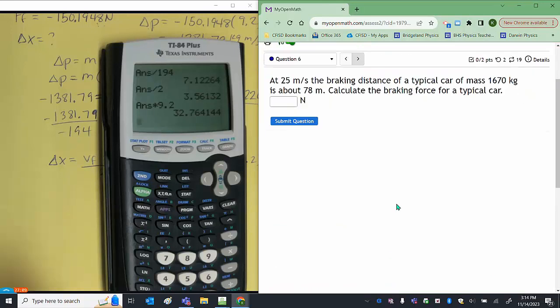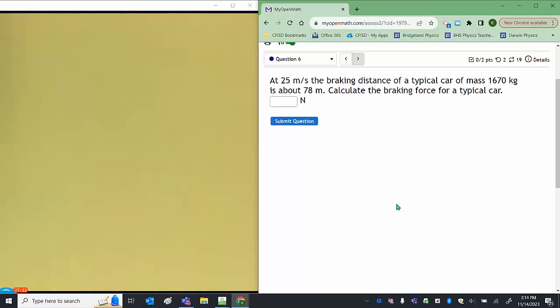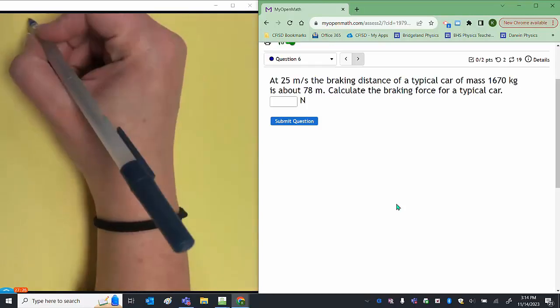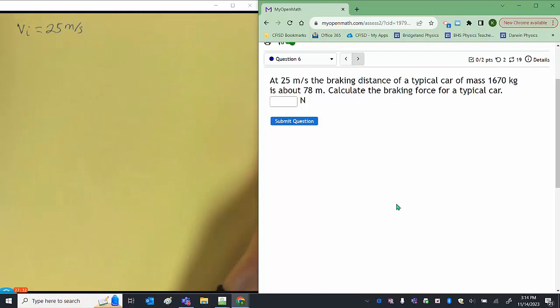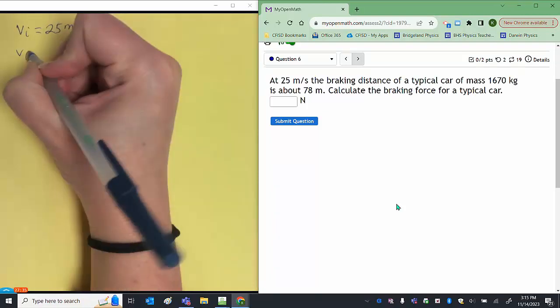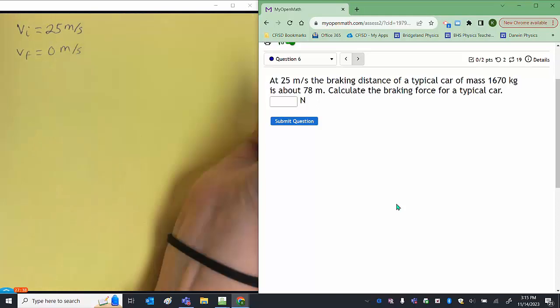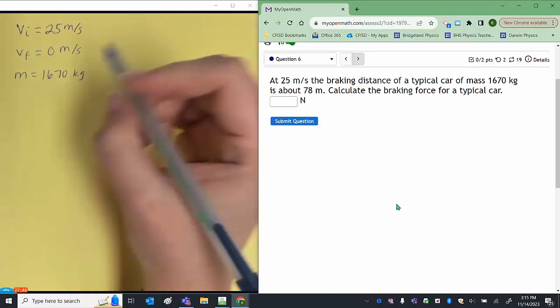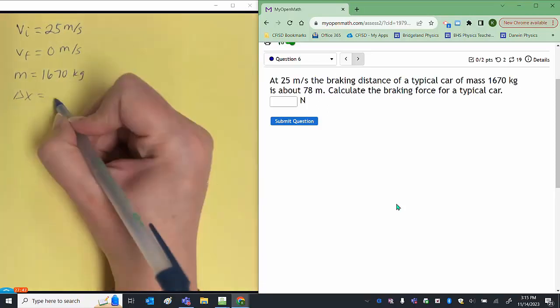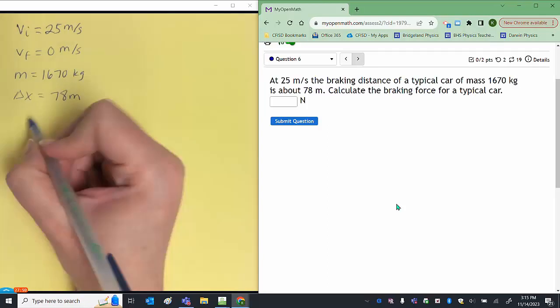Question number 6. At 25 meters per second, the braking distance of a typical car of mass 1,670 kilograms is about 78 meters. Calculate the braking force for a typical car. All right, so initial velocity, 25 meters per second. We're talking about a car braking from this speed. Braking implies that we are stopping. Final velocity, 0. The mass is 1,670 kilograms. The delta x is 78 meters, and we're trying to solve for force.